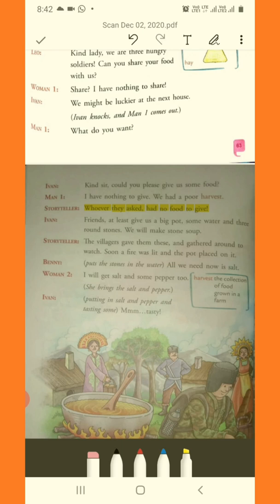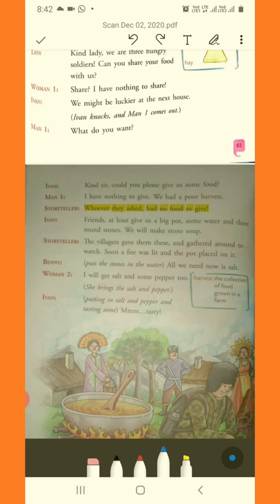Let's see. He says, friends, forget about everything else. Give us a big pot. Clear? A big pot, something like this. And some water and 3 round stones. We will make some soup.